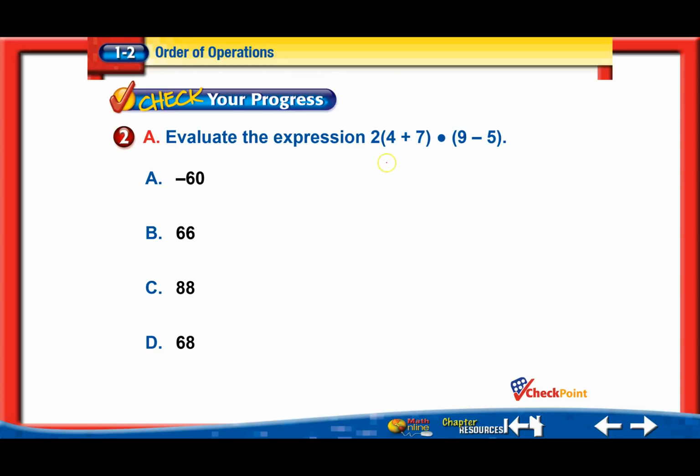All right, so we have to do the parentheses first. So we're going to have 2, and then 4 plus 7 is 11, times 9 minus 5 is 4. From here, we're going to multiply next. So we'll multiply 11 and 4, which comes out to 44. 2 times 44 is 88. Try this one in your notes. Go.